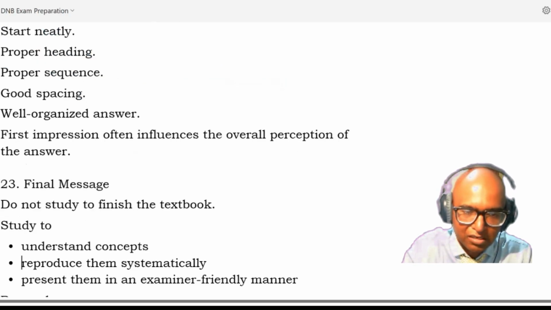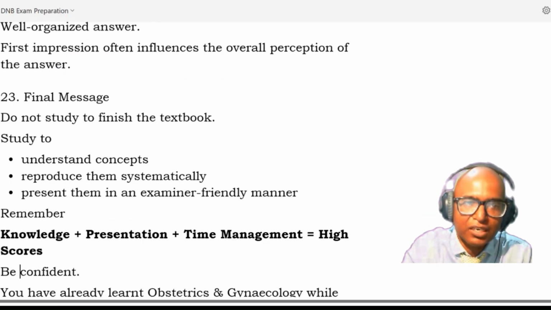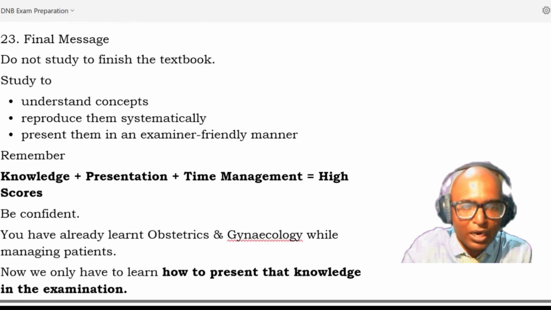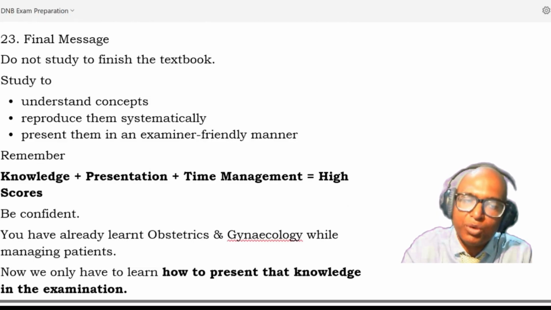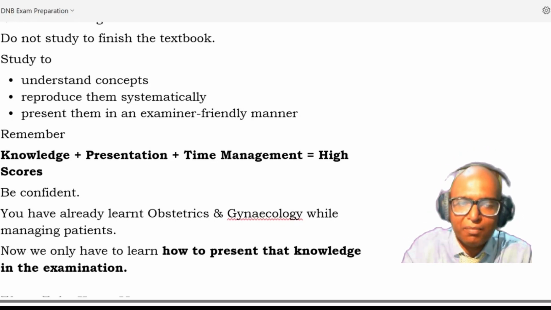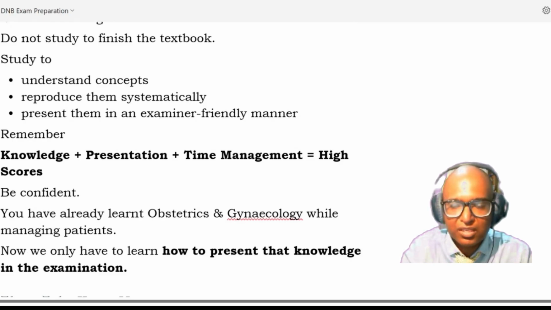So the final message is that do not study to finish the textbook, study to understand the concept, reproduce them systematically, present them in an examiner friendly manner, and remember, knowledge plus presentation plus time management will give you a high score. Be confident. You have already learned obstetrics and gynecology while managing patients. Now we only have to learn how to present that knowledge in the examination. This is what we are going to do in this revision series.